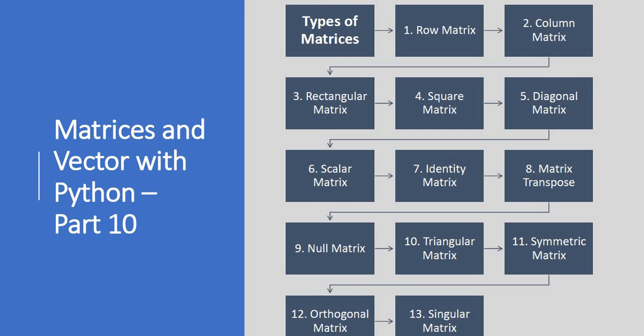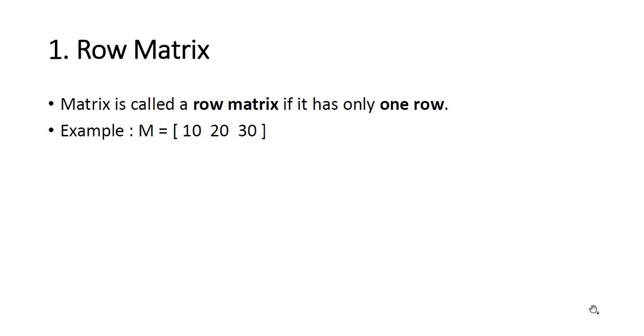In this session, we will learn about the different types of matrices like the row matrix, column matrix, rectangular matrix, square matrix, diagonal matrix, scalar matrix, identity matrix, matrix transpose, null matrix, triangular matrix, symmetric matrix, orthogonal matrix, and singular matrix. Well, from our elementary schooling, most of us might know all of this, but the main USP of this session will be how to implement or generate the matrix using Python numpy. Okay, so let's start.